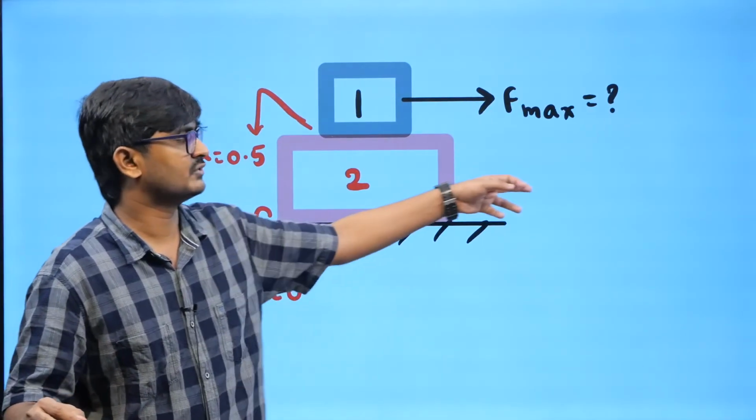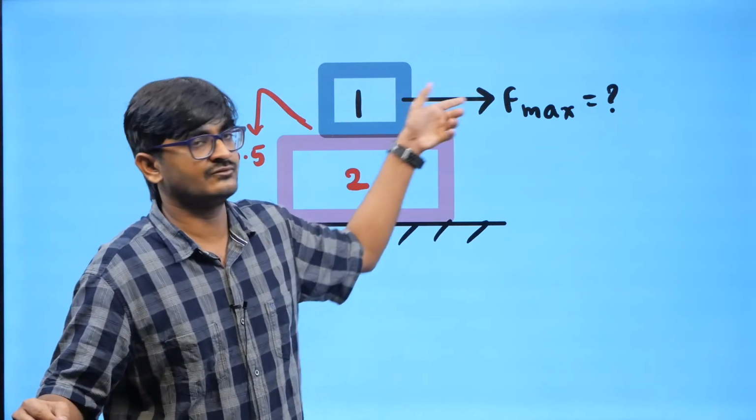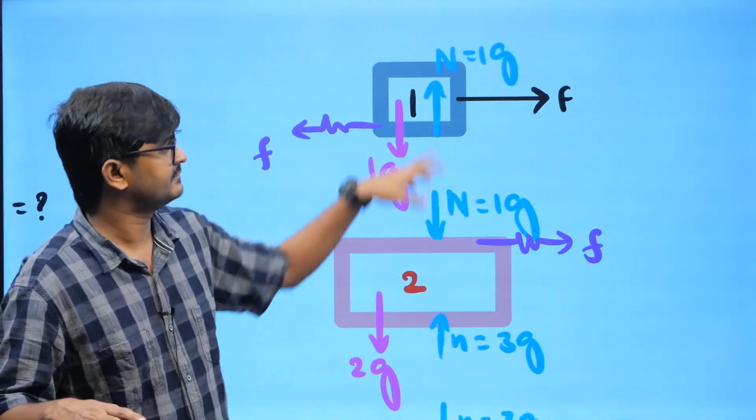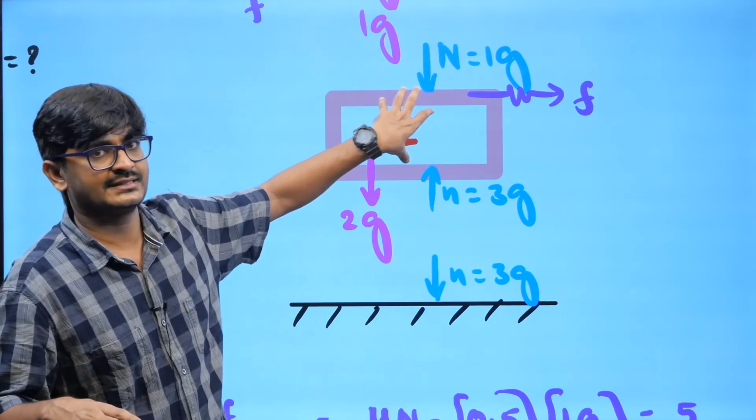Now instead of applying force on 2 kg, I am trying to ask the same question. What must be the maximum force that I can apply on 1 kg so that they can move together? Again, I will be drawing the FBD.